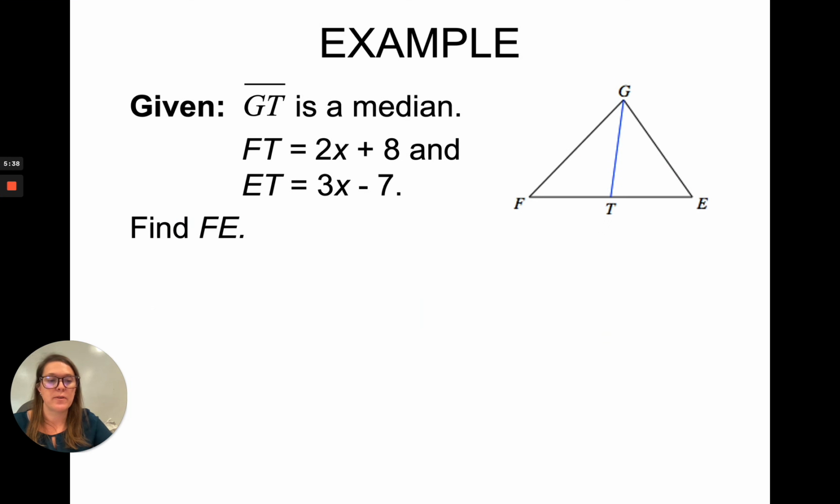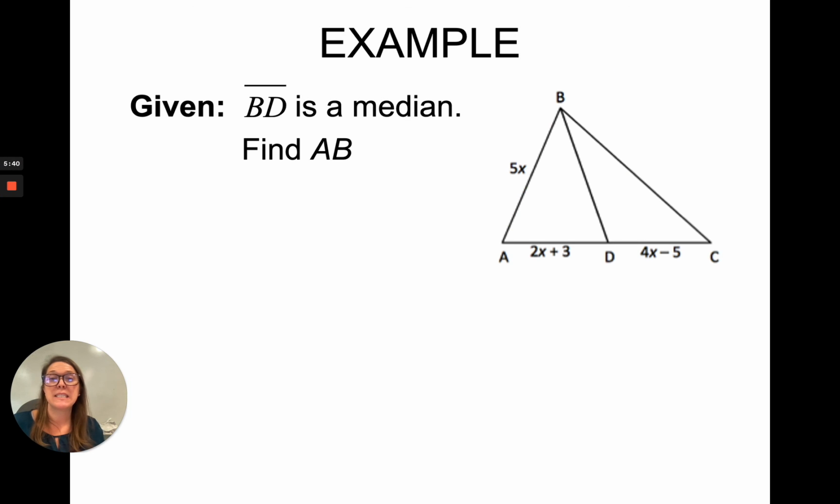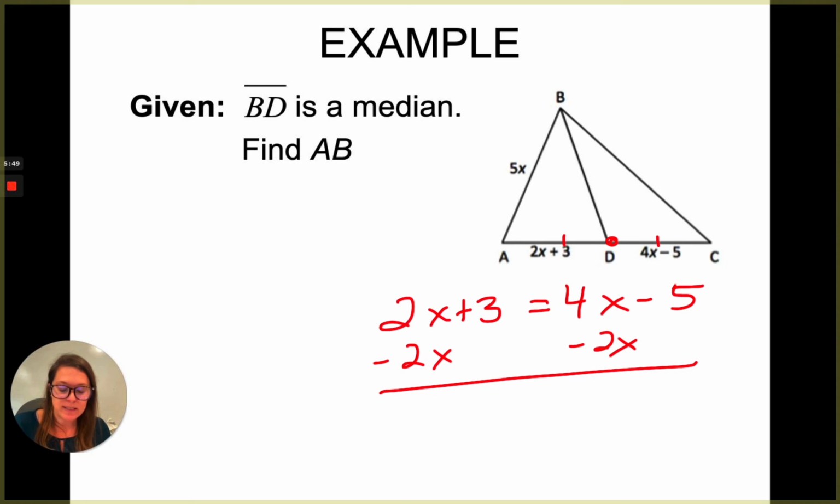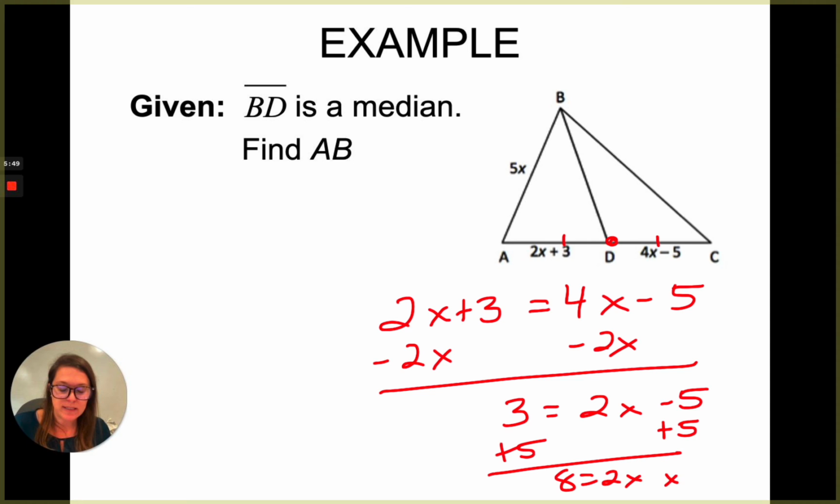Okay, so now let's go one step further. Here we have a diagram again. BD is the median. So again, all I care about is that point D is a midpoint. And if D is the midpoint, that makes the left equal to the right. So I'm ignoring this right now. I'll bring that back in after I solve for my x. So I'm going to set my left, which is 2x plus 3, and set it equal to my right, which is 4x minus 5. So subtract your smaller x over, gets you 3 equals 2x minus 5. Adding 5 gets you 8 is equal to 2x, so x is equal to 4.